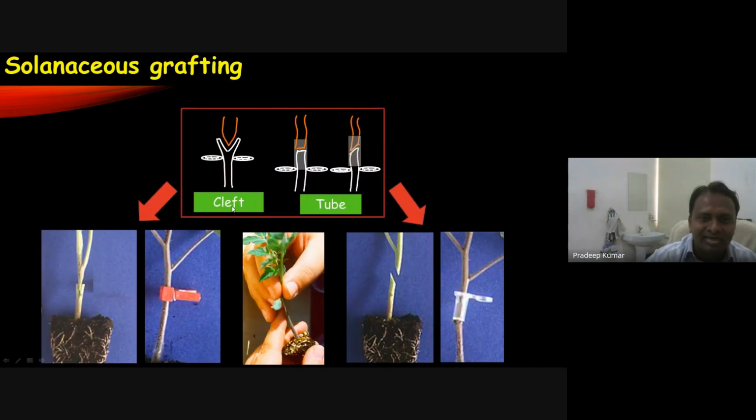And then for solanaceous grafting, cleft and tube grafting is used, and side grafting or tube grafting is the most commercial one. But when we use different rootstocks, cleft grafting can also be used. Sometimes the rootstock girth is higher and the scion is just smaller, then this grafting can also be used. But the most commercial one, when scion and rootstock girth is similar, in the case of tomato grafted onto tomato or tomato grafted onto brinjal, this grafting technique is more important.